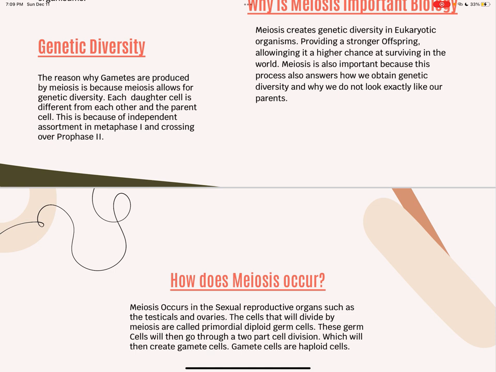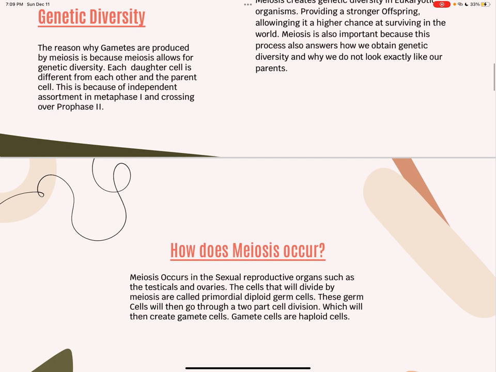The reason why gametes are produced by meiosis is because meiosis allows for genetic diversity. Each daughter cell is different from each other and the parent cell. This is because of independent assortment in metaphase 1 and crossing over in prophase 1. I will go into independent assortment and crossing over further.